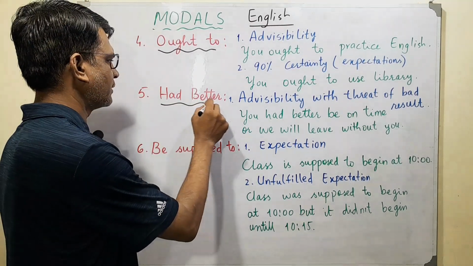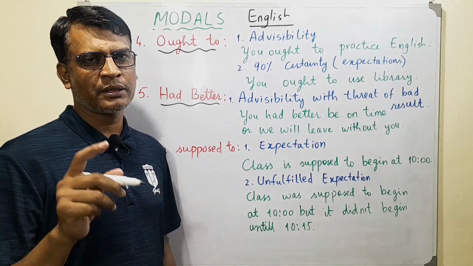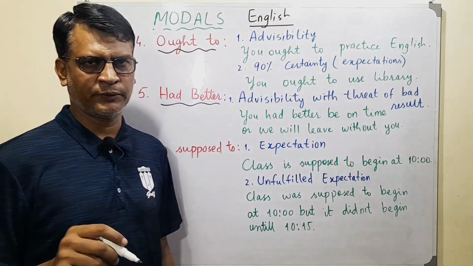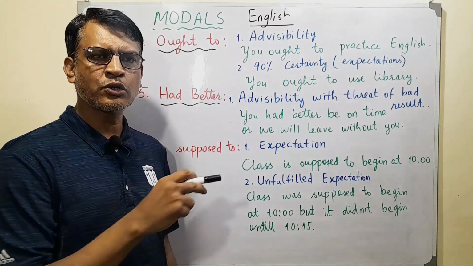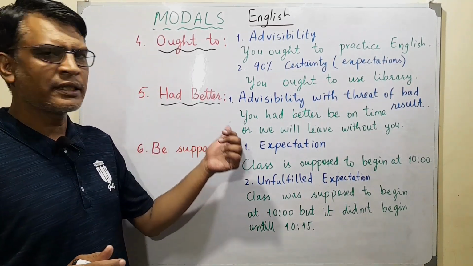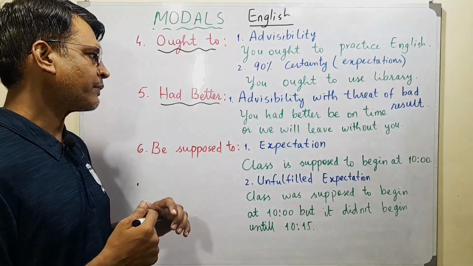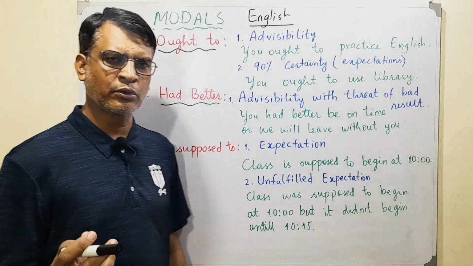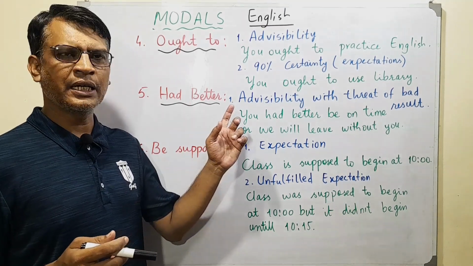Then we have had better. Okay, had better is also an advisability, but there is a difference. It is an advisability with a threat of bad result. Okay, in should and ought to, there may not be a threat, but when you say had better, there is a threat. If you don't do it, there will be some bad consequence. So we say you had better be on time or we will leave without you. So there is a threat that is coming with had better in the advisability manner.